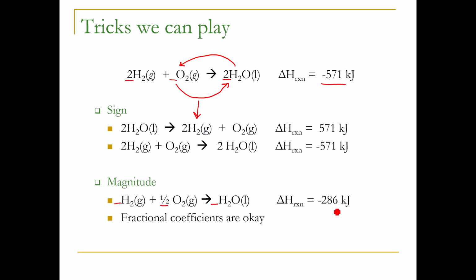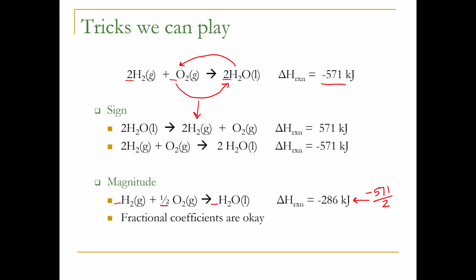And notice what that does to the delta H value. Since I took 1/2 of the coefficients for the whole reaction, I'm going to take 1/2 of the delta H value, and that's where I get this. Alright, so whatever we do to the reaction itself, we're going to do the same thing to delta H. If I flip the reaction, I'm going to flip the sign. If I multiply by a cofactor, I'm going to do that same thing to the delta H value.